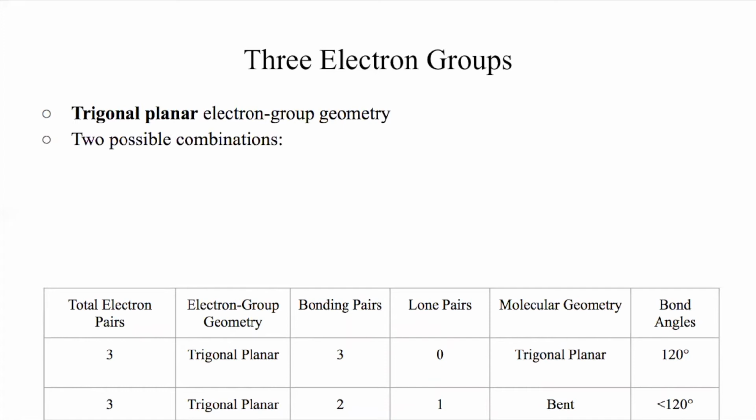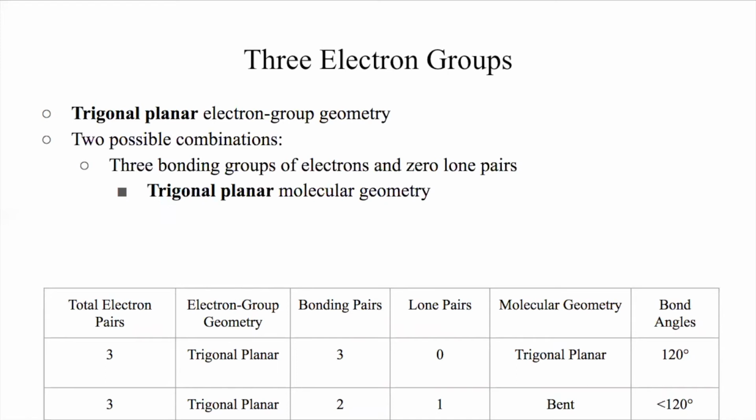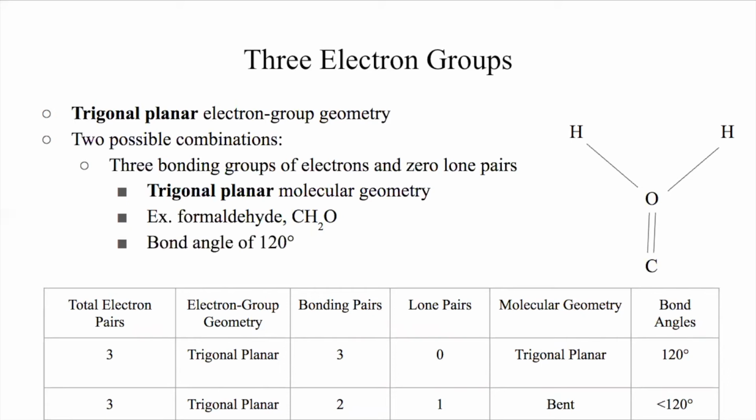First, there can be 3 bonding groups of electrons and 0 lone pairs. This means a trigonal planar molecular geometry. Remember that 0 lone pairs means the electron group geometry and the molecular geometry are the same. A molecule with a trigonal planar geometry, such as formaldehyde, CH2O, would have a bond angle of 120 degrees. As implied by the name planar, this molecule is flat. When a model is constructed, it can lay flat on a table.